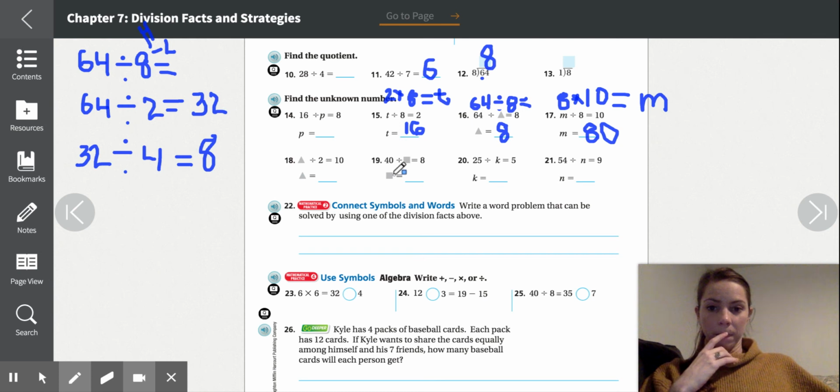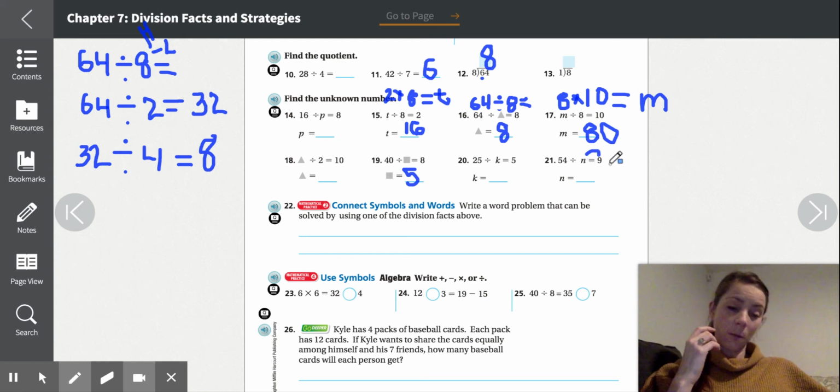Okay, I think somebody had to do 19 here. 40 divided by what equals 8? And again, if we flip-flop these two, I need the box at the end and 8 goes here. So it's still going to be division. 40 divided by 8 equals 5. And the last one, 21. 54 divided by n equals 9. I want to flip-flop these last two, so I'm going to keep it at division. 54 divided by 9 equals n. What would the n be? 6.